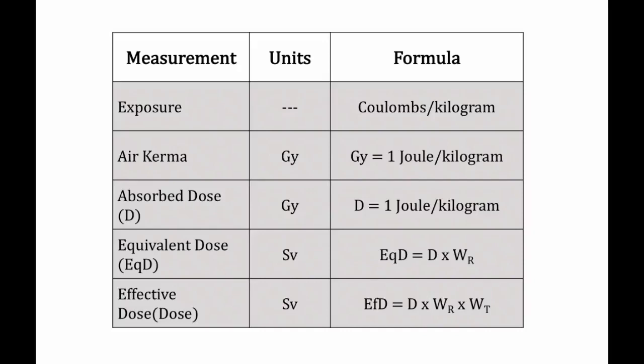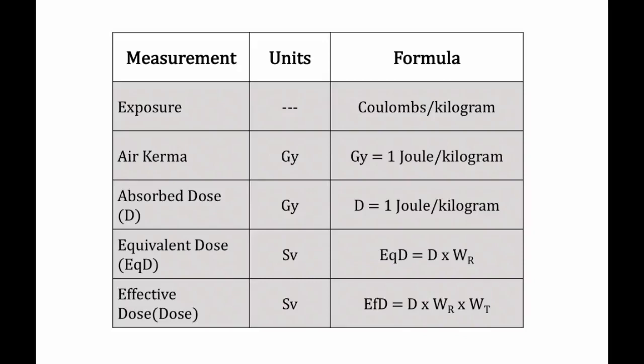And then finally, the effective dose takes all of this one step further. Effective dose is also represented in units of sievert, and this represents biological damage and is actually used to estimate the stochastic effects of radiation, like cancer. Effective dose is equal to, again, a very special formula: the absorbed dose multiplied by a radiation weighting factor, and then also multiplied by a tissue weighting factor.